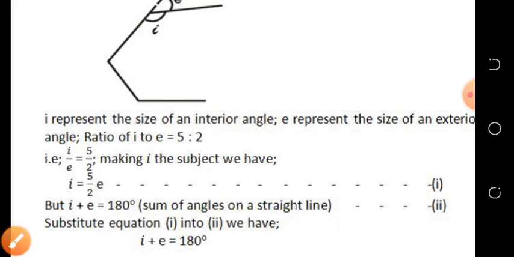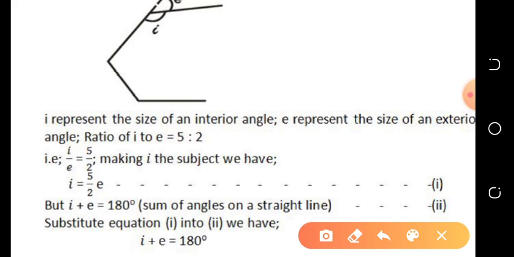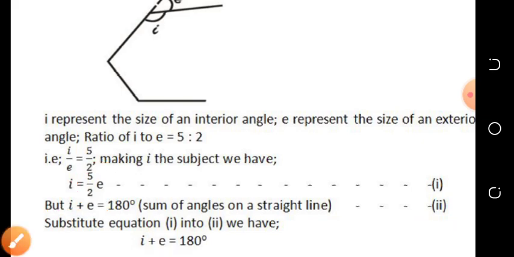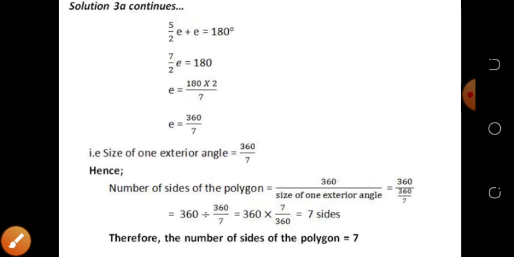Moving on, we substitute equation 1 into equation 2. In equation 2, you substitute the value of I, which is 5 over 2E. So we substitute equation 1 into 2. What is equation 2? I plus E equals 180 degrees. We now move to the next page to see the continuation of the solution.